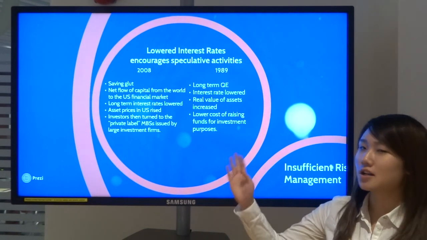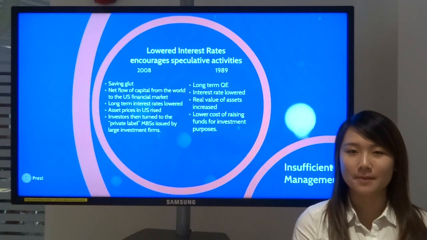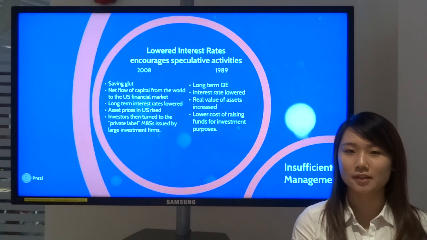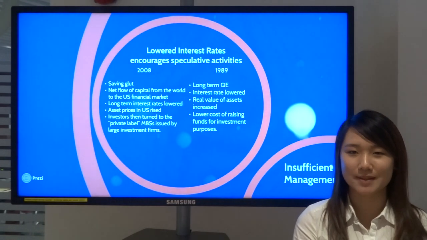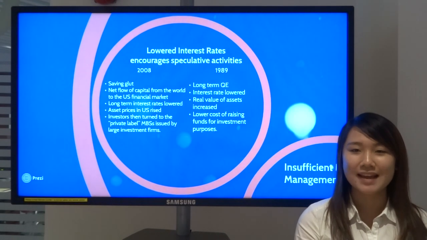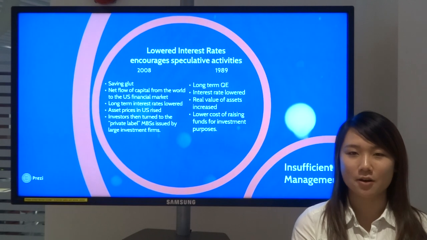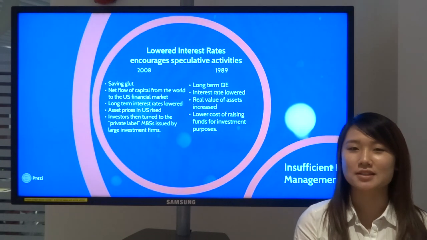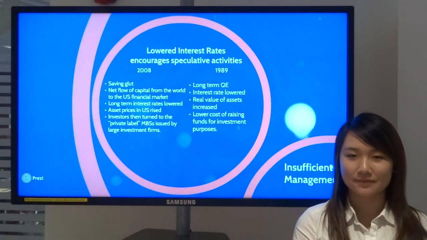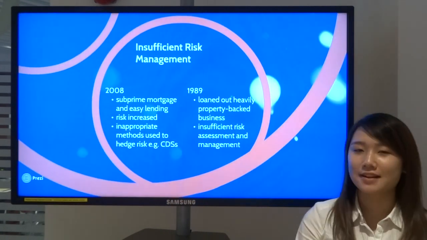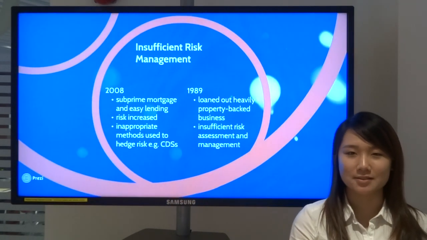Similarly, the root cause of the 1989 Japan bubble was believed to be the long-term quantitative easing policy by the Japanese government. By lowering the interest rates, it increased the real value of the assets held by financial institutions and provided a lower cost of raising funds for investment purposes. This encouraged speculation in the property market, which is similar to the 2008 case. The second similarity is the insufficient risk management.